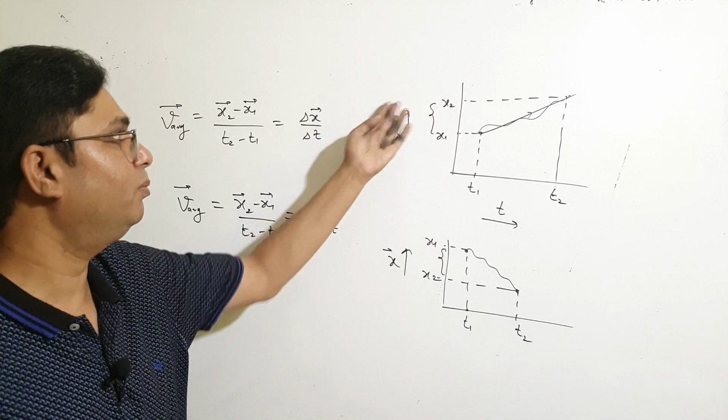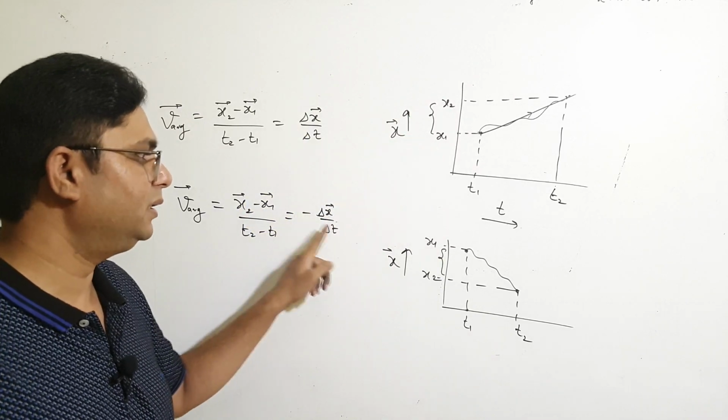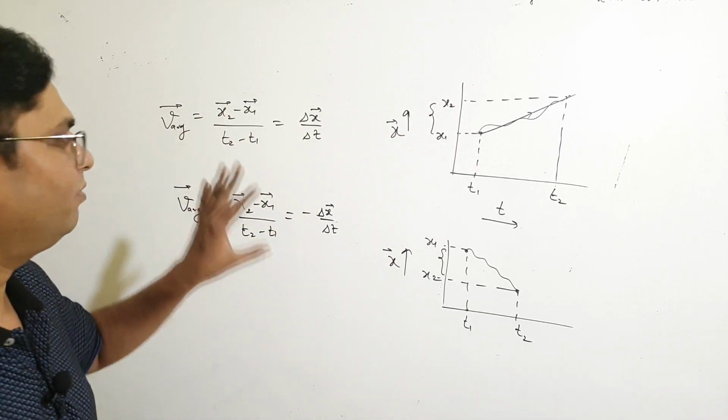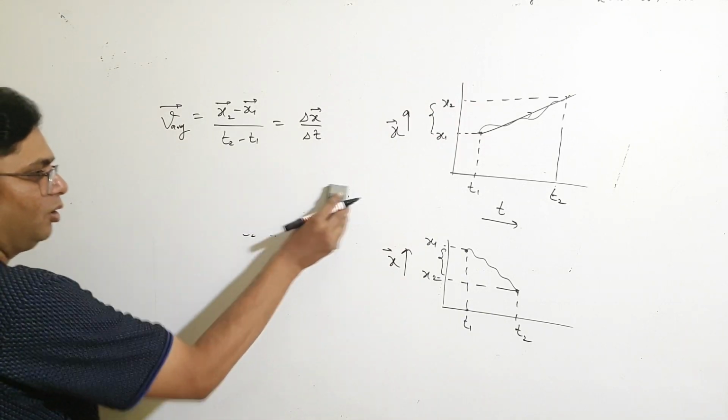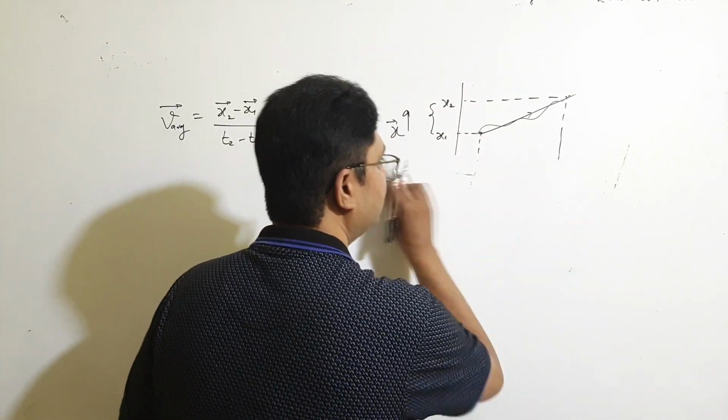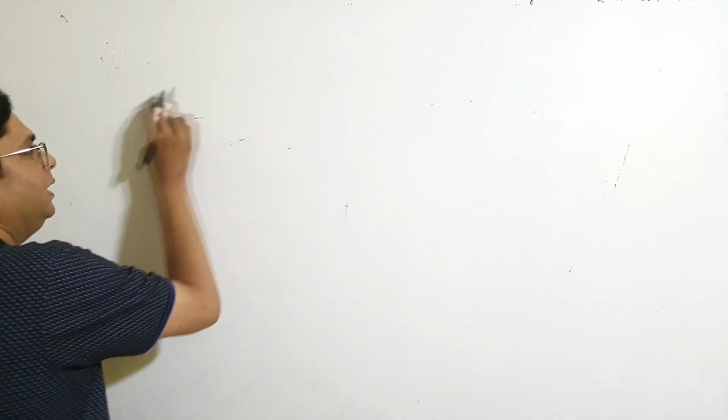This is towards positive y-axis, towards negative y-axis. This is average velocity when we have function x and y. Now the fourth type of velocity is said to be instantaneous velocity.